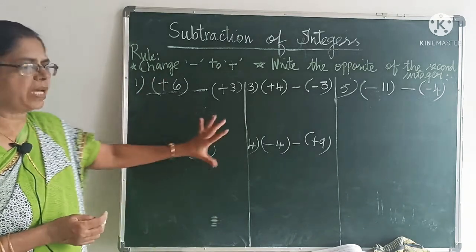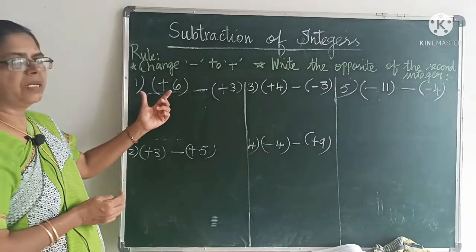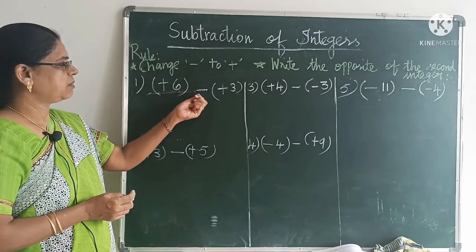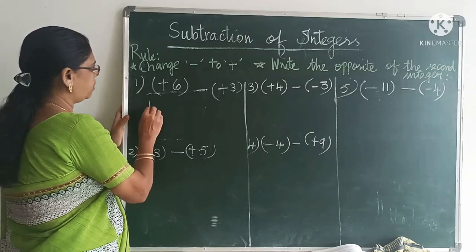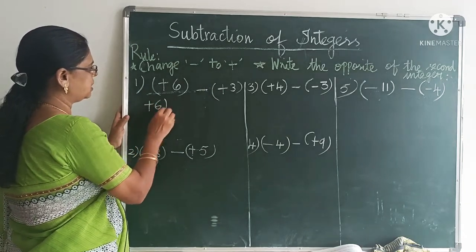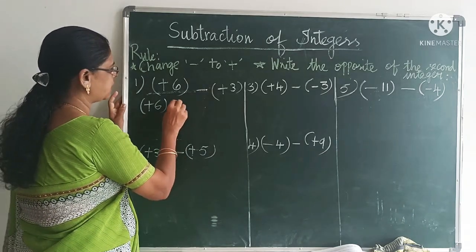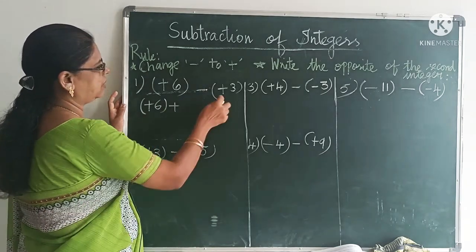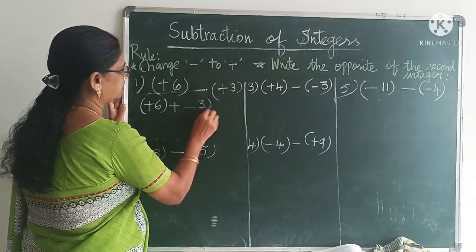I have written 5 different sums on the board. Let us see one by one. Plus 6 minus plus 3. So what is the rule? Copy down the first integer as it is, plus 6. And then change minus sign into plus sign. And the opposite of plus 3 is minus 3.